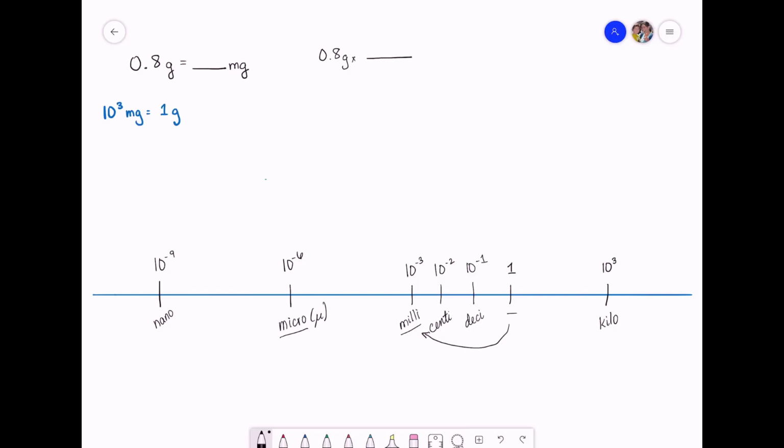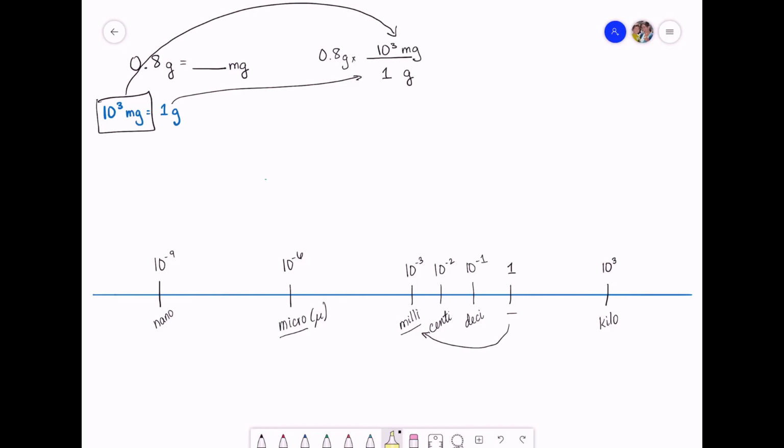0.8 grams, multiplication sign, line, grams goes at the bottom. That allows me to place my conversion in the correct place. So I'm going to put a 1 down at the bottom, which means 10 to the third milligrams must go on the numerator. And voila, I have milligrams at the top. So that means that I am where I want to be. Grams cancel out, and I have 0.8 times 10 to the third milligrams over 1. And so solving this out, you'll see this is simply 800 milligrams.